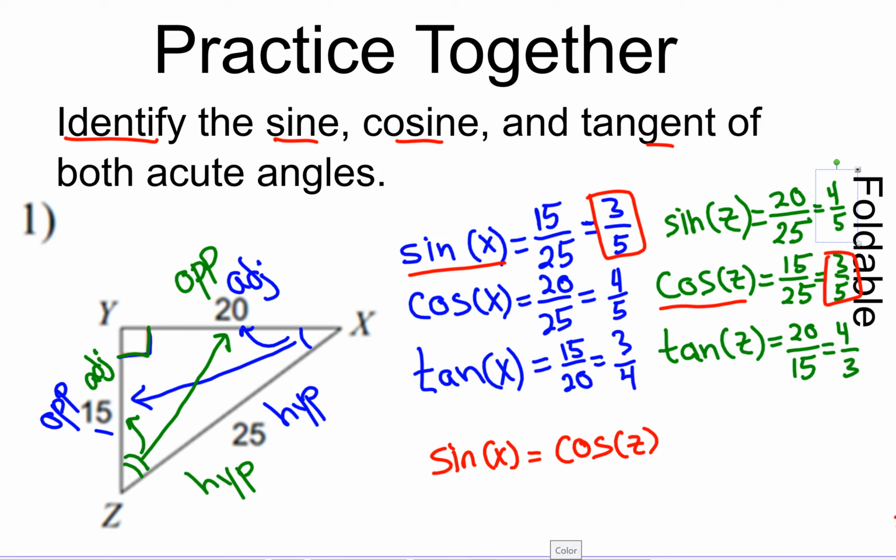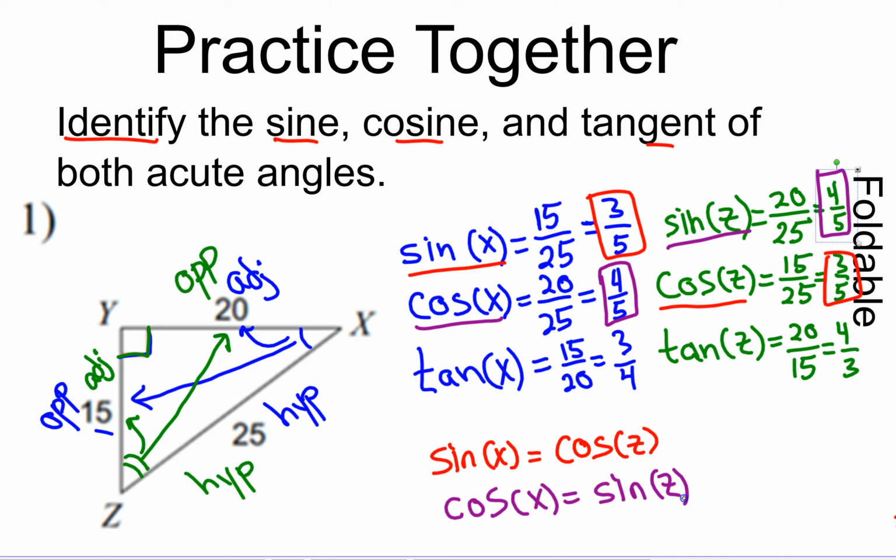Let's see if that works the other way around. Does that work for the cosine of x, which we said was 4/5? Is that the same as the sine of z? Yeah, it is. So we can also say that the cosine of x is equal to the sine of z. So if you look at that, really that's the same relationship, just listed in a different order. The sine of one angle is equal to the cosine of the other angle. Same vice versa works. The cosine of one angle is equal to the sine of the other angle.